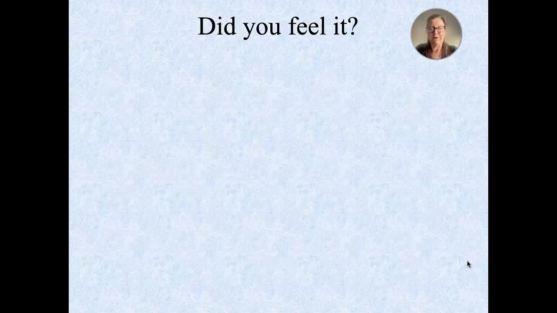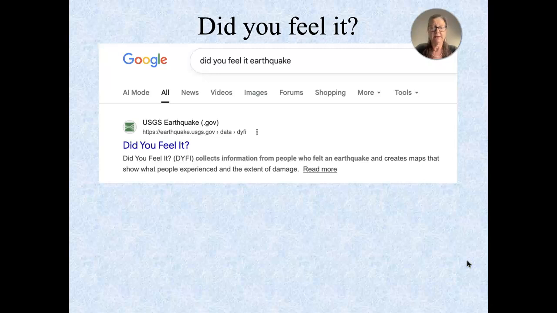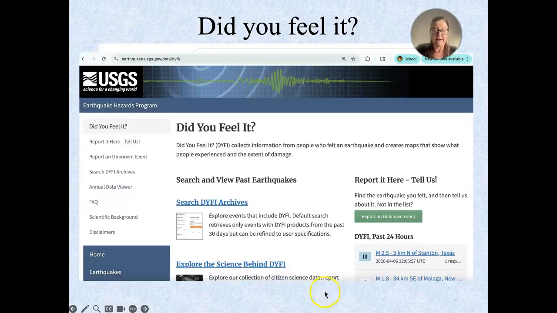All you have to do when you feel an earthquake, after you're safe and it's stopped, is go to your computer and Google, "Did you feel it? Earthquake?" And it will bring you directly to the site that you need to go to. I've shown you here how that's the first thing that pops up. And when you go to it, you get to the USGS Did You Feel It page. On the right-hand side, there's a list, and I've only shown a little bit of it, of earthquakes in the past 24 hours, and maybe you felt one of them and you would click on it.